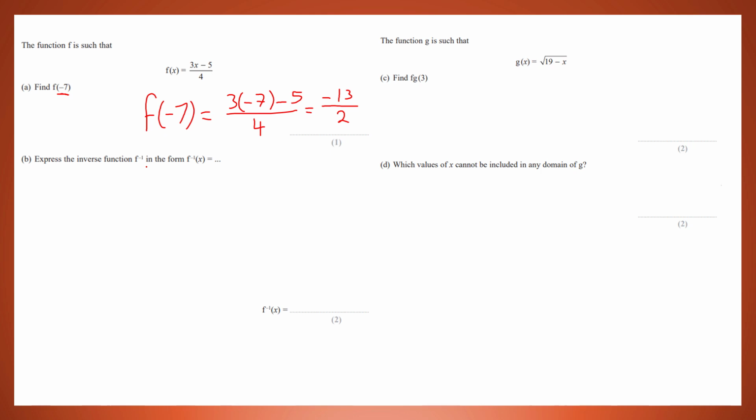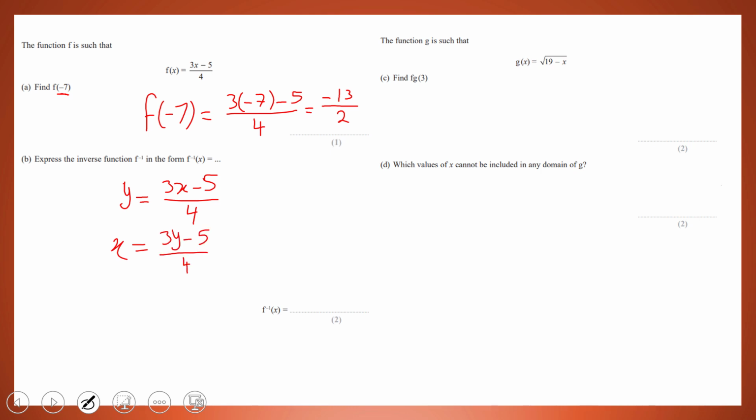If I need to find the inverse, you need to follow the following steps. The first thing is you're going to replace the function notation by the letter y. So it's going to be y equals (3x minus 5) all over 4. So what's the next step then? You will swap or change the places. Each y will be x and each x will be y. So it's going to be x equals (3y minus 5) all over 4.